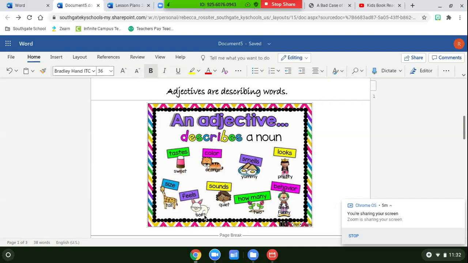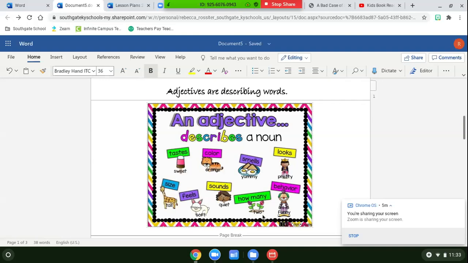You could describe how something feels, like if you were to pet this soft bunny, or if you were to touch my kitten's sharp claws, or if you were to, I don't know, stub your toe on the hard wood. All of those would describe how that noun feels. You could also describe how something sounds. Is it quiet? Is it loud? How many of something?